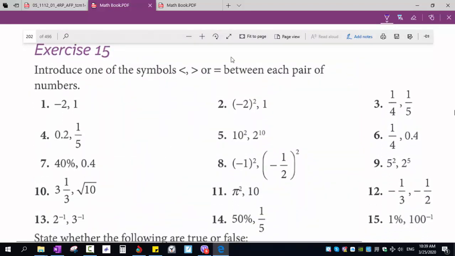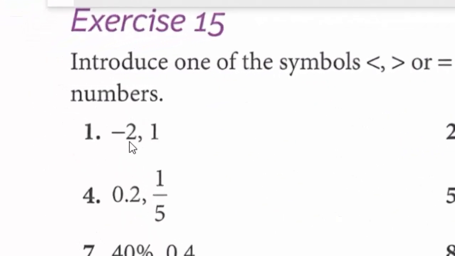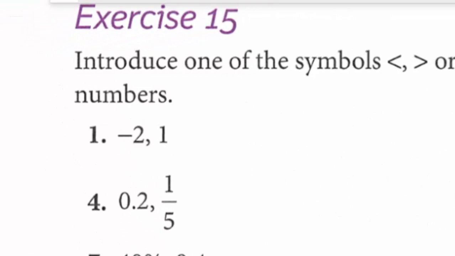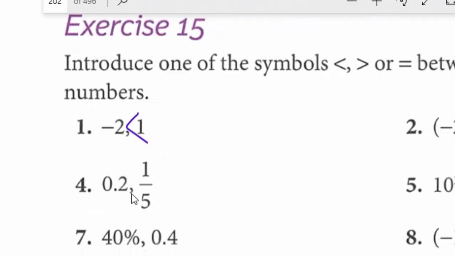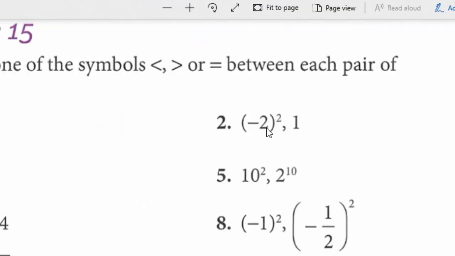The first one, if you look here, we have -2 and 1. Definitely 1 is greater than -2. For this one, we have -2 squared, which is equal to 4. And for this one, we have 1. Definitely 4 is greater than 1.